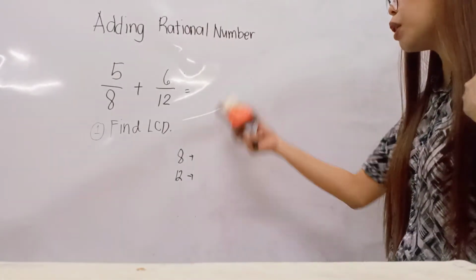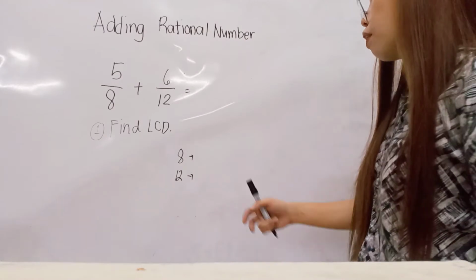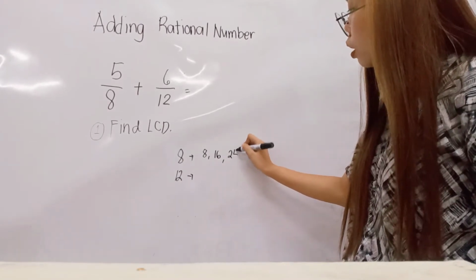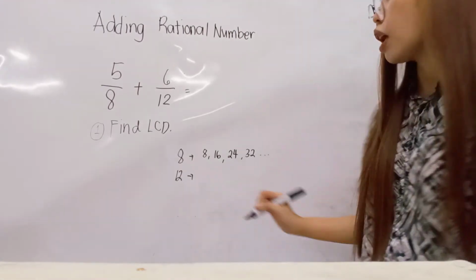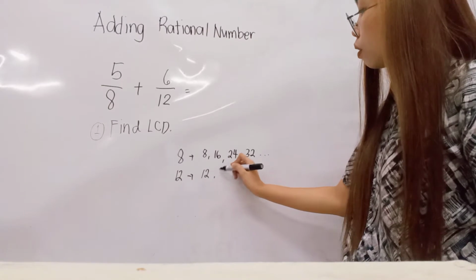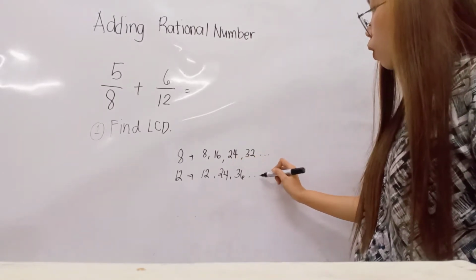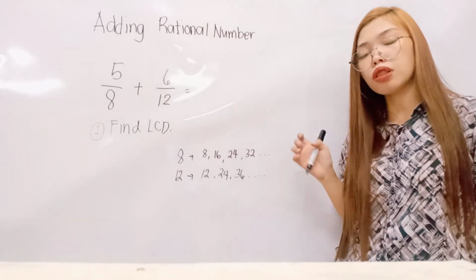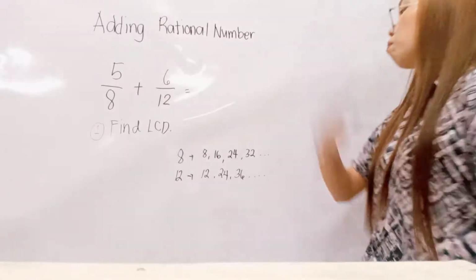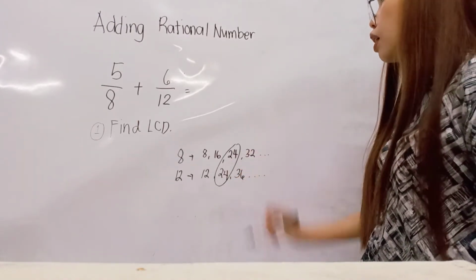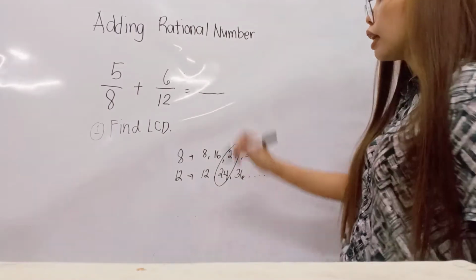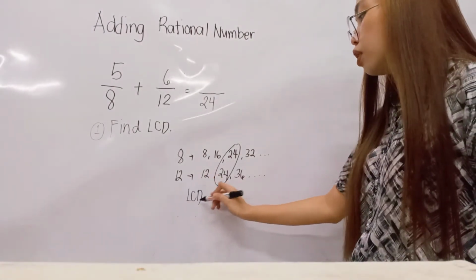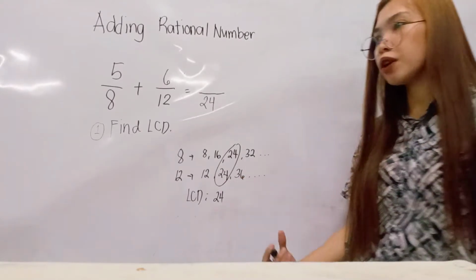Okay, so what are the multiples of 8? We have 8, 16, 24, 32, and so on. How about 12? We have 12, 24, 36, and so on. We are just going to find the least number that is common to both sets of numbers. As I can see here, we have 24. So 24 is our LCD and that will be our new denominator.